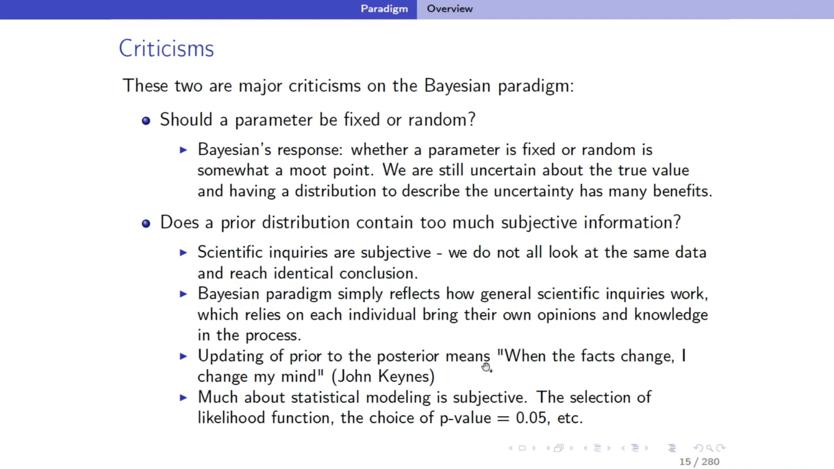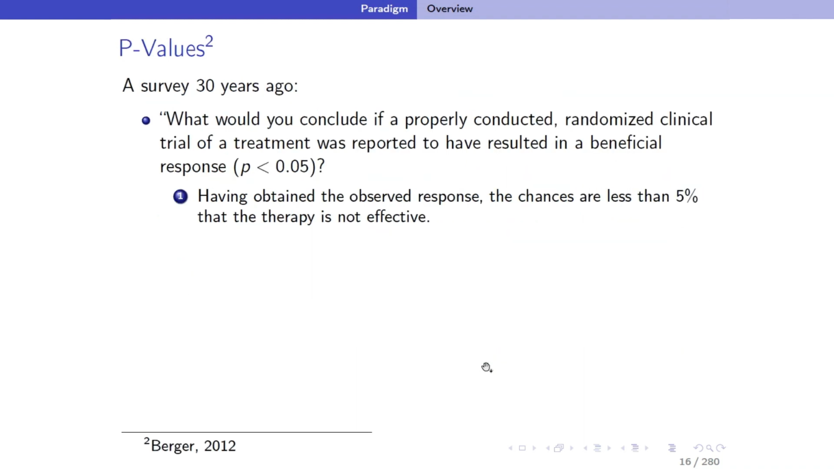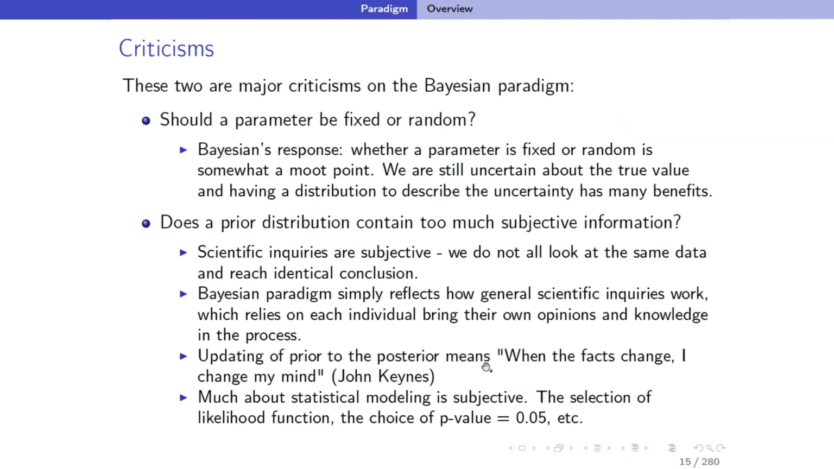So here are the two sources. And we can also have another look at the p-value, which contrasts Bayesian and frequentist. Let's say this is a survey done probably 40 years ago at this point. The survey says, what would you conclude if a properly conducted randomized clinical trial of a treatment was reported to have resulted in a beneficial response of p less than 0.05 significance? Okay, so what are these things? All right.